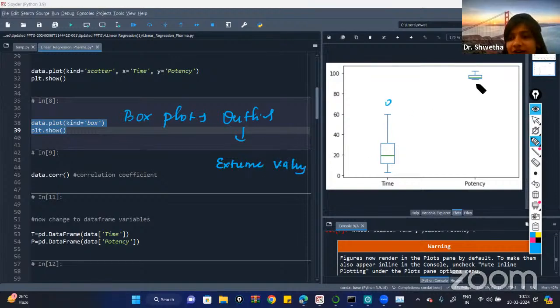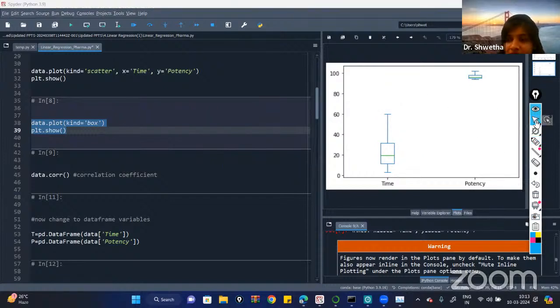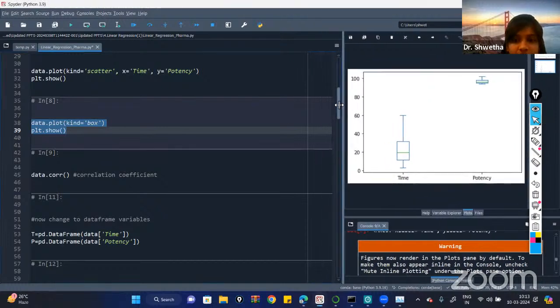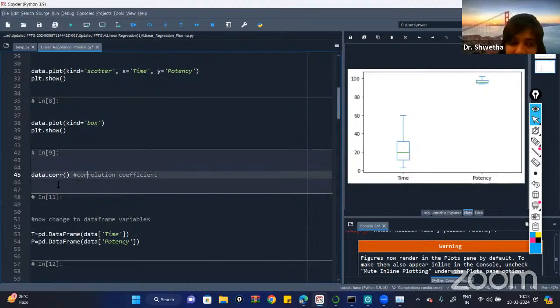If there are any extreme values, they will be seen over here out of the box, and these values will affect our calculations. That is why we usually try to treat the outliers. Now, in our data, there are no outliers, so we can move ahead. This is the box plot for time, in the range 10 to 70, and potency is in the range of 90 to 102. We found out there are no outliers.